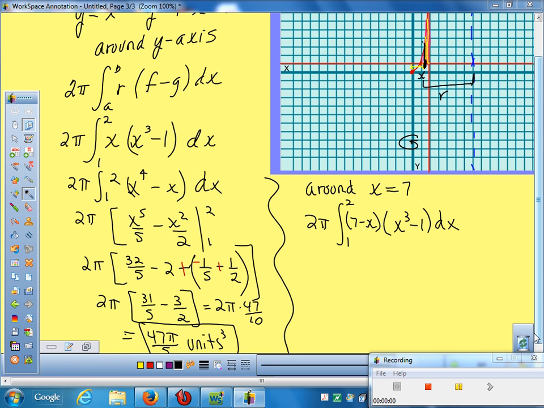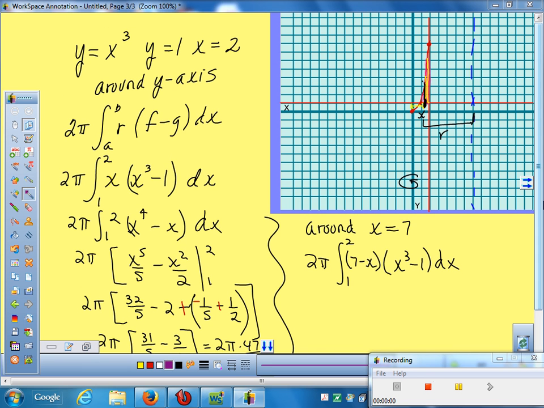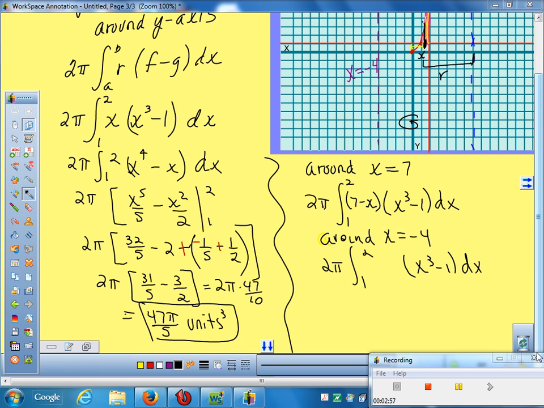What if I had said, let's go around the line x equals negative 4? Once again, the only thing you're changing is the radius. It's still 2 pi, and it's still x cubed minus 1. Now my x coordinate is at the rectangle and my line is over here, so to find the difference and get the radius, it's right minus left. Right is x, minus left, which is negative 4, so it really becomes x plus 4. That's all you're doing.